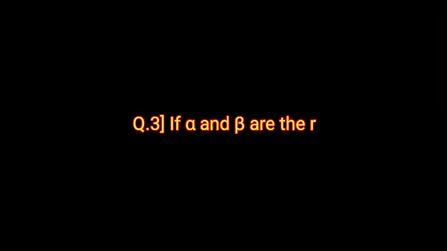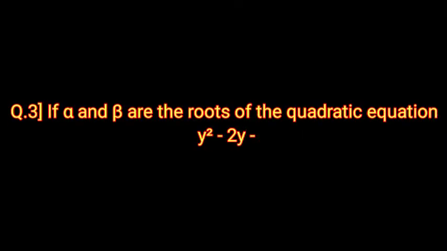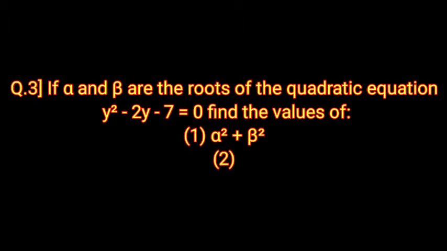If alpha and beta are the roots of the quadratic equation y square minus 2y minus 7 is equal to 0, find the values of first, alpha square plus beta square, second, alpha cube plus beta cube.